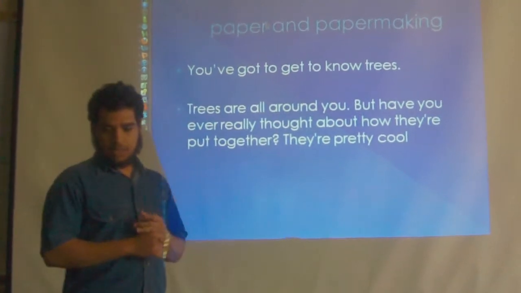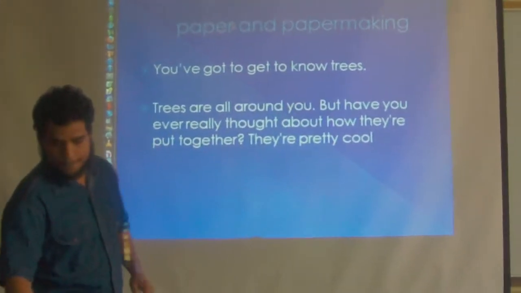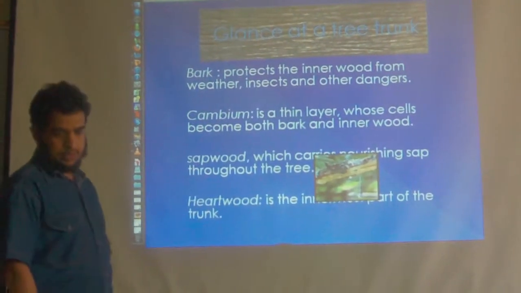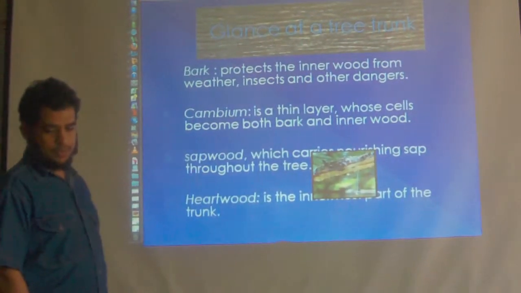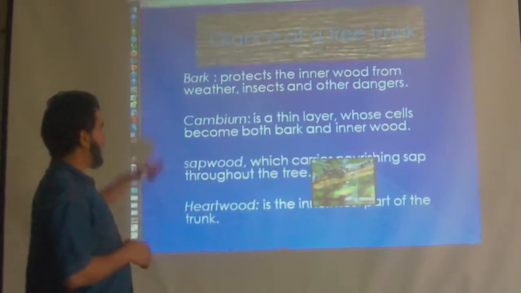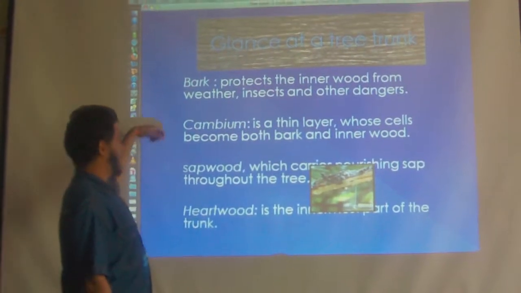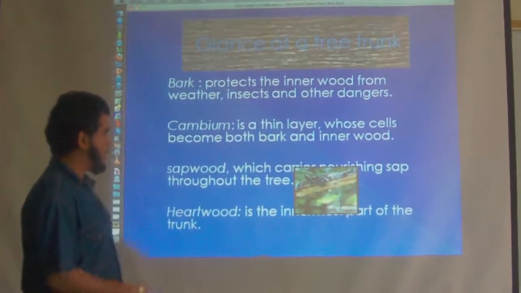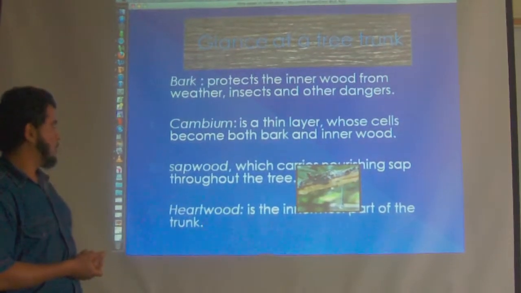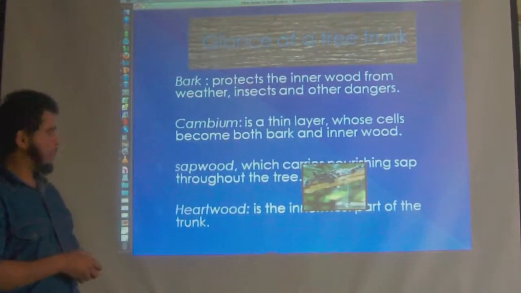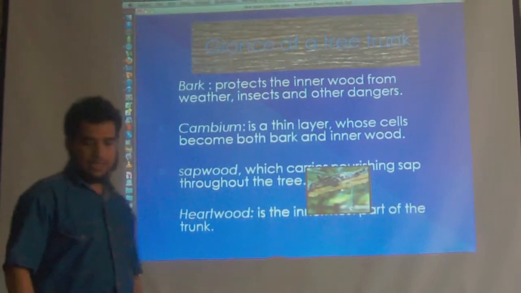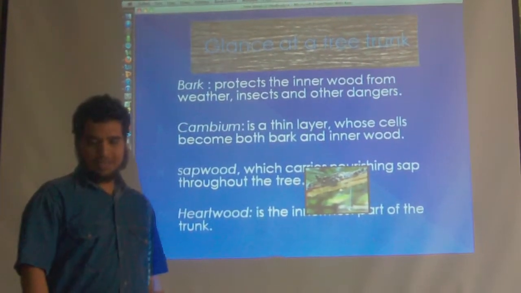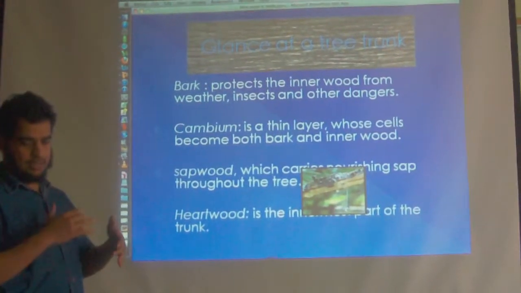First of all, I will talk about the tree structure. As you know, the tree trunk has four parts. First is called bark, and this is the outside of the trunk. It is used to protect the inner wood from weather, insects, and other dangers. The second part of the trunk is called cambium, a thin layer whose cells become both bark and inner wood.